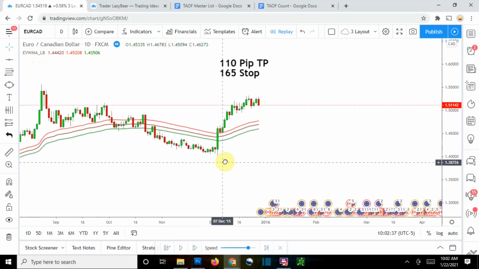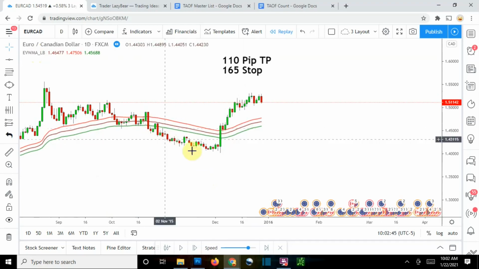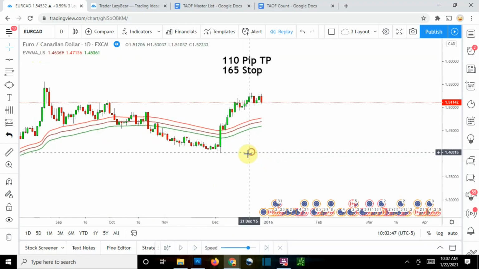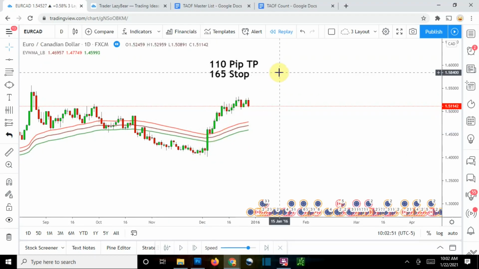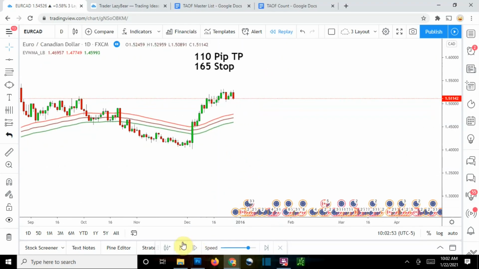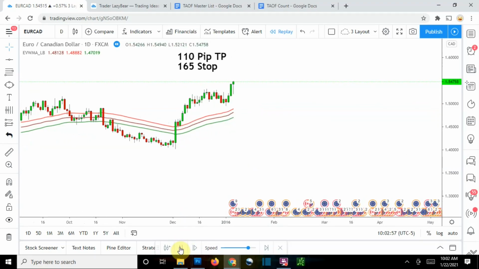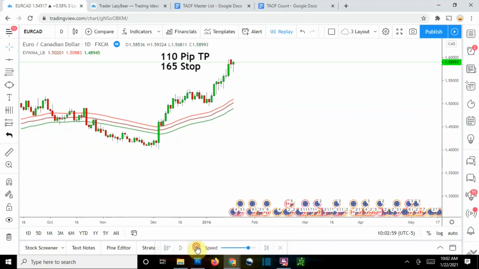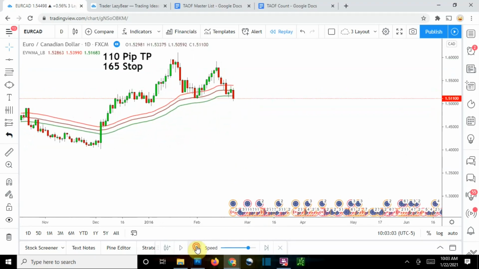So the setup's pretty simple. Basically, we're looking for a break of the upper band or the lower band. A break of the upper band would be a long, a break of the lower band would be a short. Like here, for example, you see that it breaks up above, and that would be a long. And that's pretty much how we're going to test it today. So let's go ahead and get on with it, see what we can get out of this particular moving average.